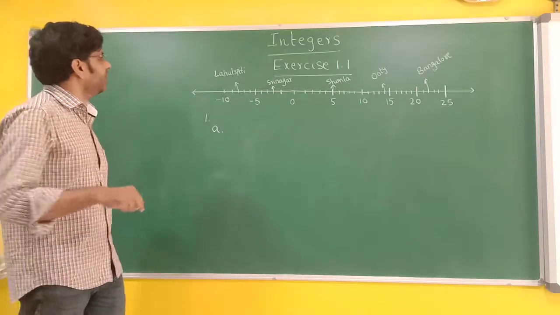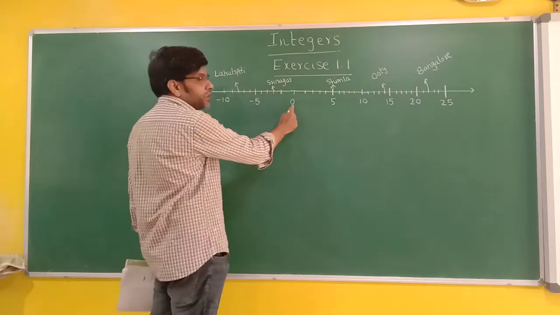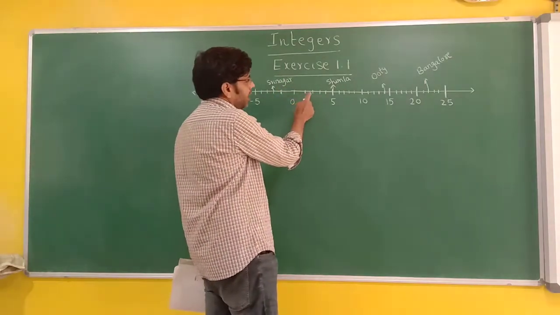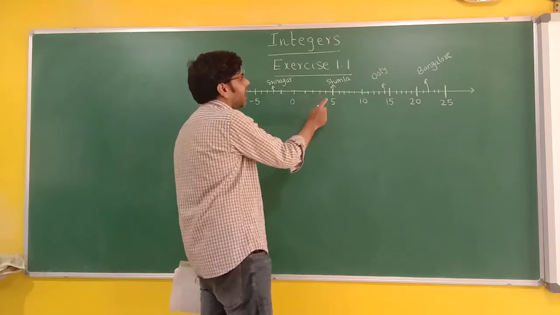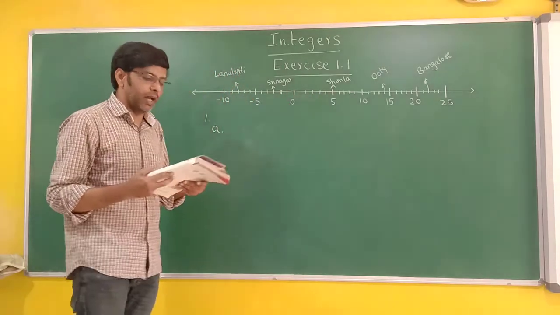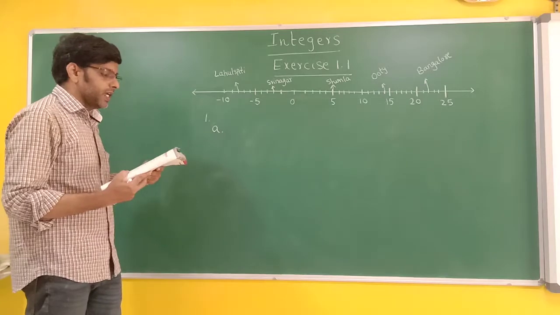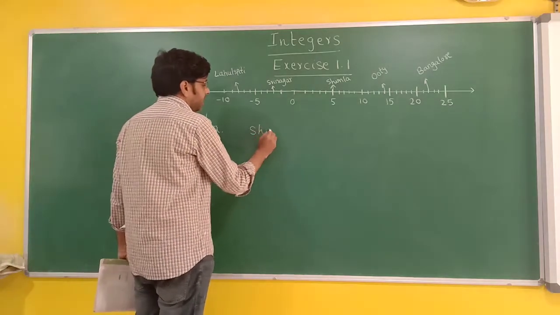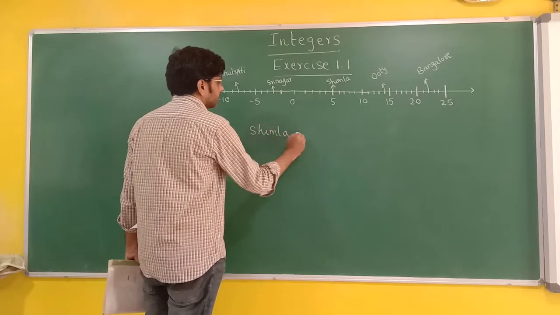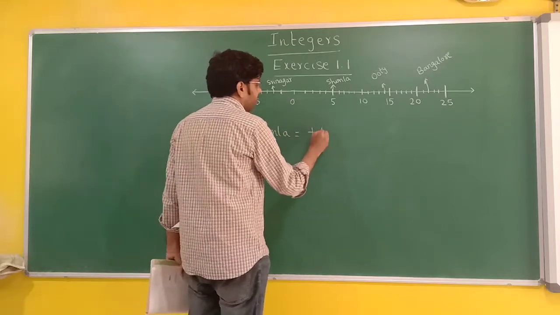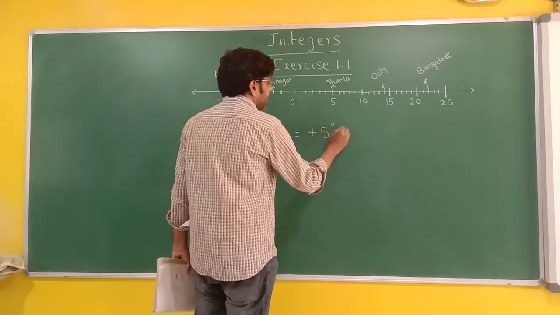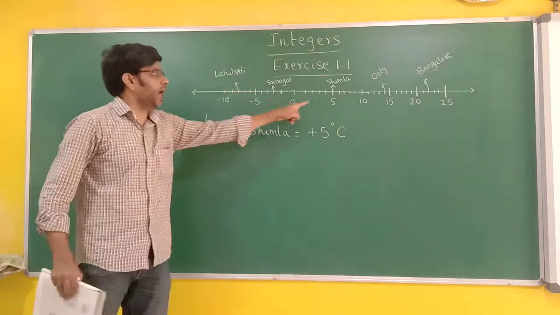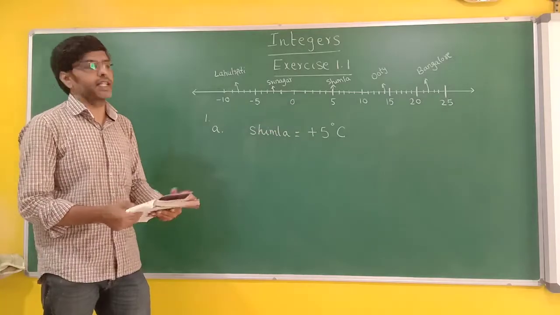Now, listen carefully. I am starting from 0. I am going to positive side. 1, 2, 3, 4. And what is the temperature recorded in Shimla? Temperature recorded in Shimla is plus 5. See, first answer, Shimla. Plus 5 degree Celsius. Temperature recorded in Shimla is plus 5 degree Celsius.